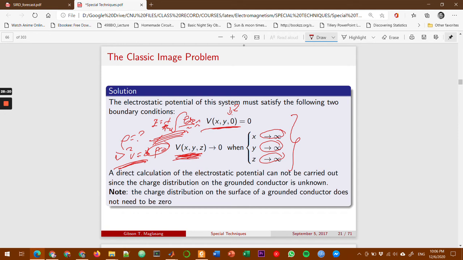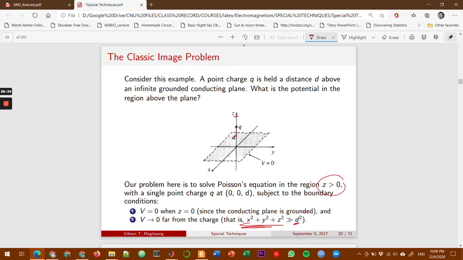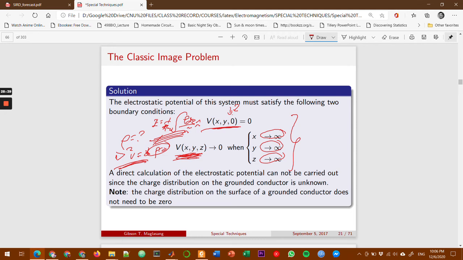So the charge distribution on the surface of a grounded conductor does not need to be 0. So it is not 0 on the conducting plane. Not necessarily 0 there. It's just that the potential is 0. So this is really the classic image problem. You can use a method also known as the method of images.